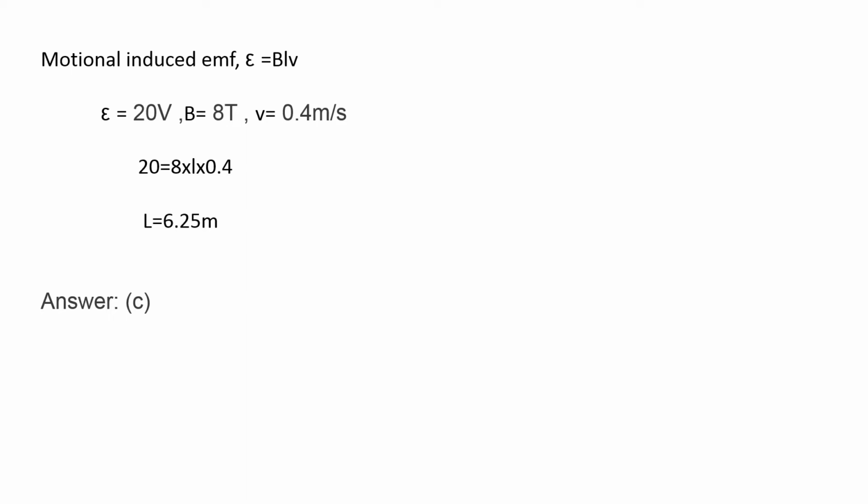Substituting in the formula, 20 is equal to B value 8 into L into velocity 0.4. So L is equal to, on simplifying, you get the value of L as 6.25 meter. So the answer is option C, 6.25 meter.